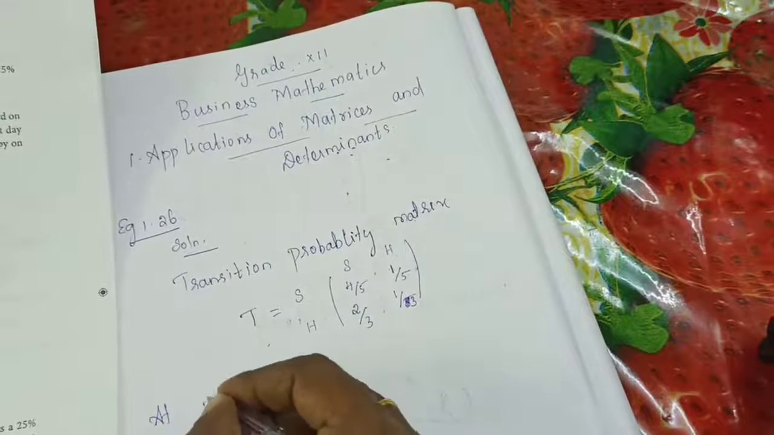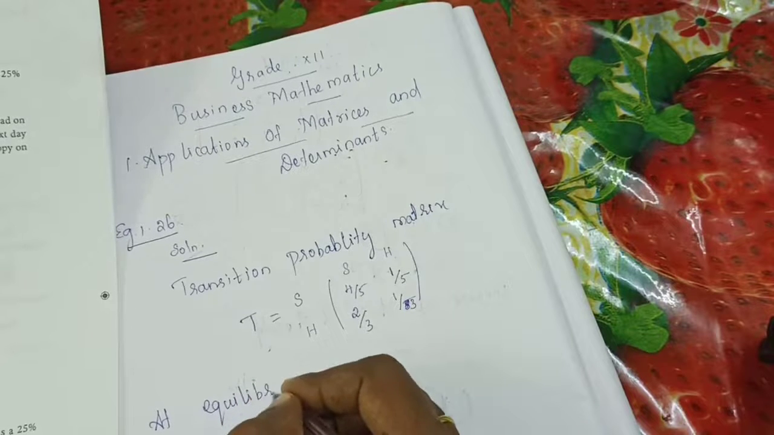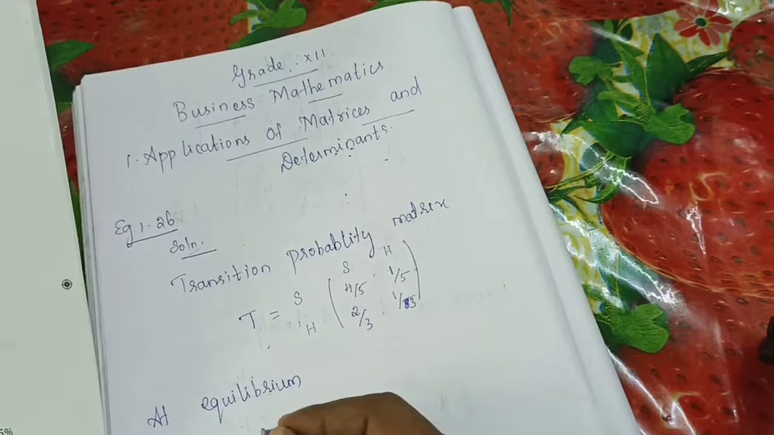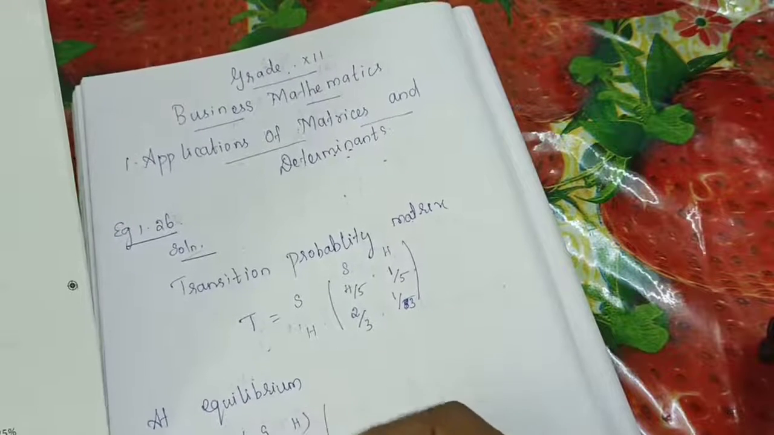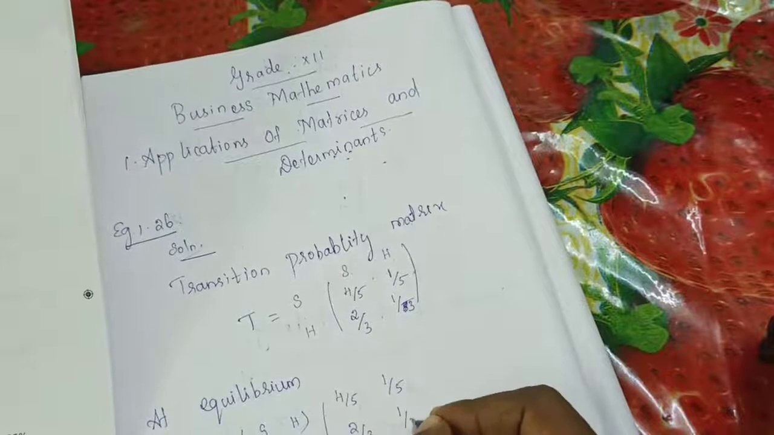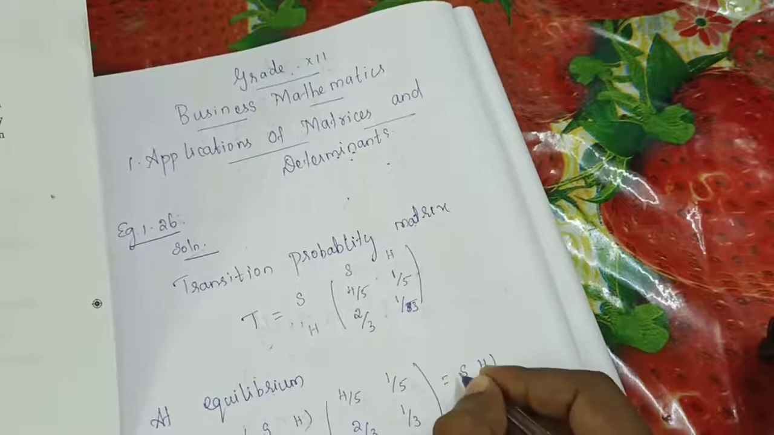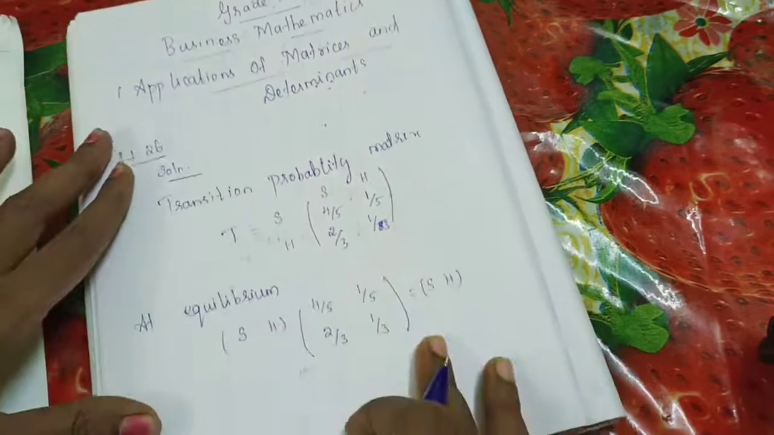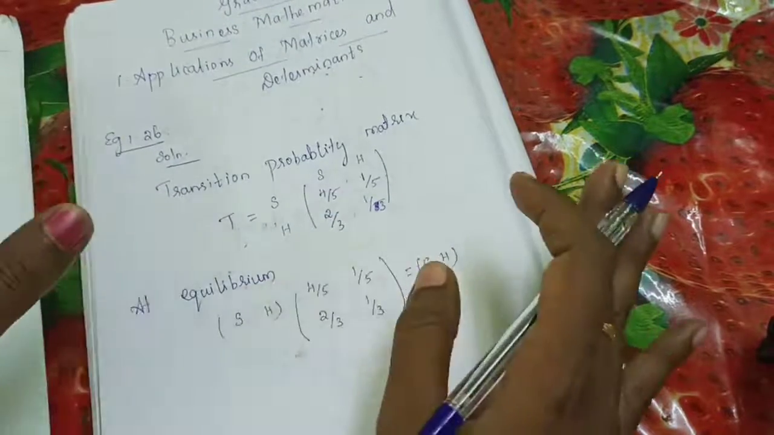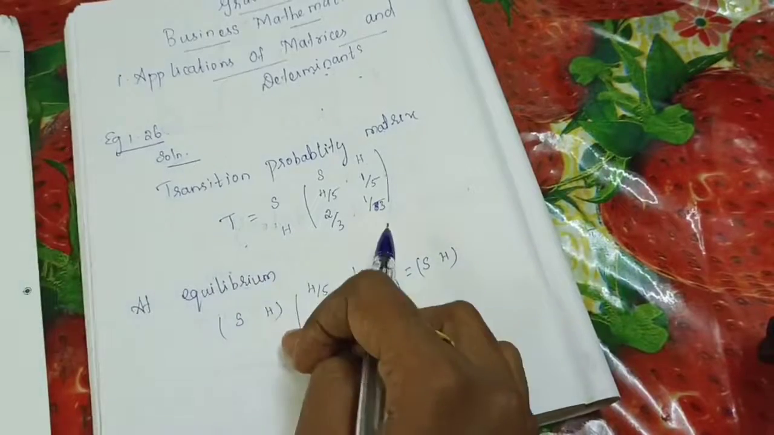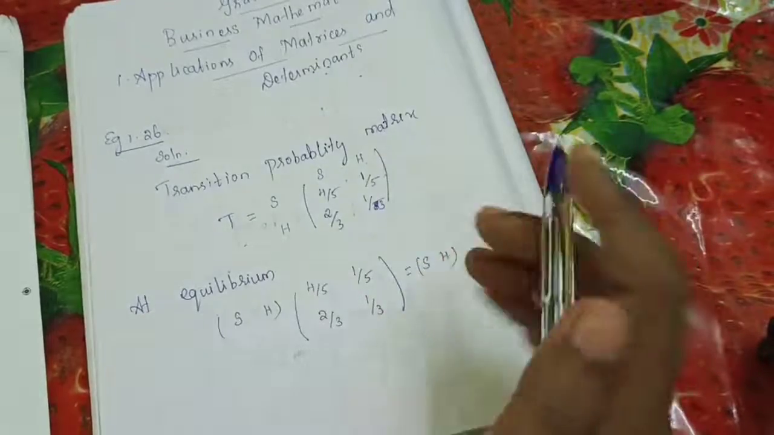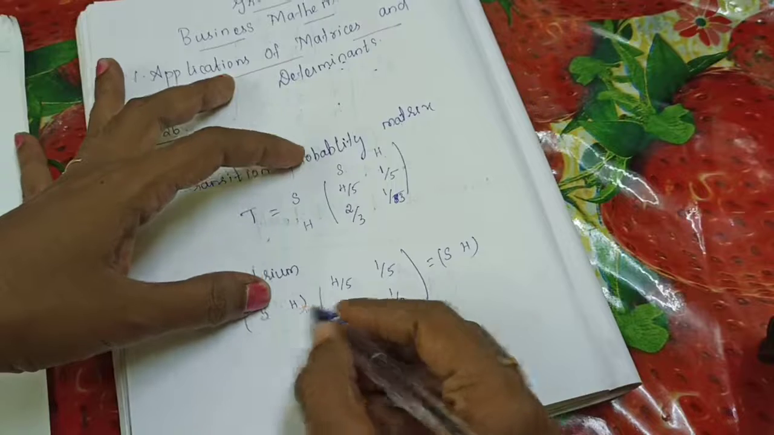So at equilibrium, what's the condition? AB into T is equal to AB, is it right? In the place of AB, here they gave us S hat. So S hat into T, with values 4 by 5, 1 by 5, 2 by 3, 1 by 3, is equal to S hat. Listen here students, AB into T is equal to AB, that one you know. Here in the place of AB it is S hat, for sad and happy. That is S hat into T is equal to S hat. Now multiply the first row with the column.